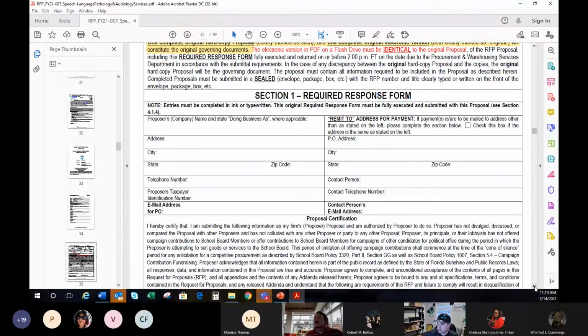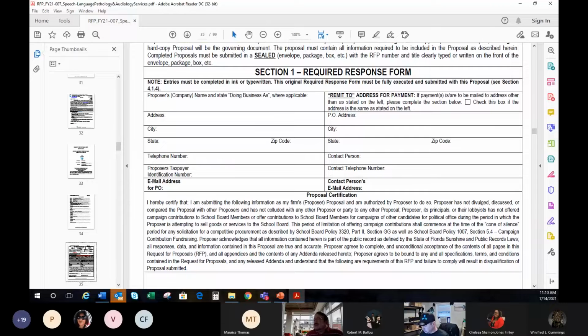Fully executed means all of this information here under the required response form needs to be filled out and submitted with your proposal. By signing the proposal, okay, you want to move it up a little bit more or go down.